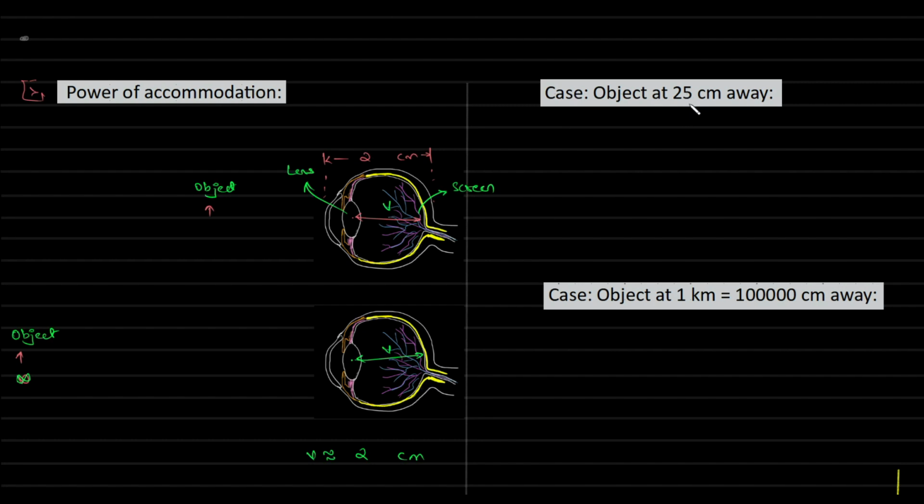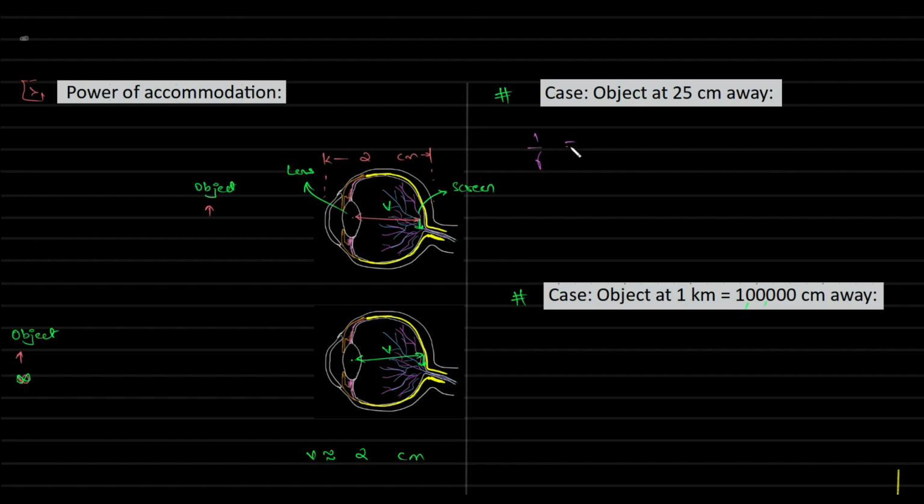So we are able to see an object which is as close as 25 centimeter and as far as, say, infinity, but I've taken a value of 1 kilometer. In centimeter, it's around 1 lakh centimeter. So my question to you guys is, what should be the focal length of this lens so that we get an image over here? Whatever light is coming from this object should form an inverted real image over there, and an inverted real image over here also. So how does that happen? What should be the focal length of this?